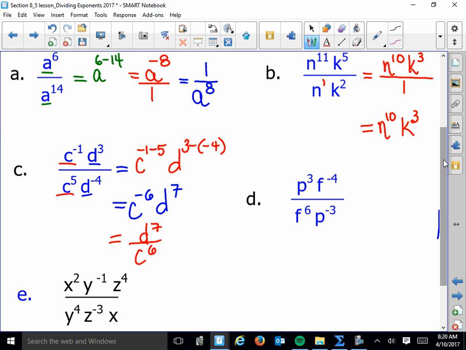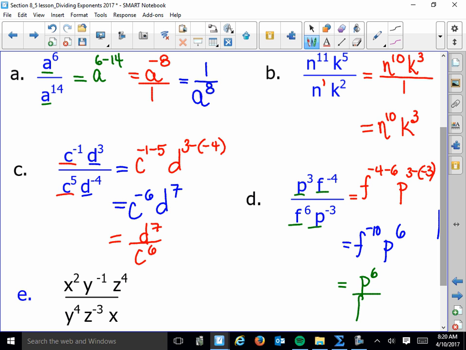All right, on D, looks like a little trickier here. Okay, the powers are not aligned. So I'm going to use alphabetical order. This will simplify to f to the negative 4 minus 6 times p to the 3 minus negative 3. Well, that is equal to f to the negative 10th times p to the 6th. And then to finish up, I have p to the 6th divided by f to the 10th.